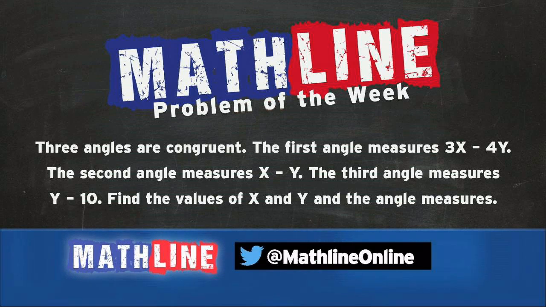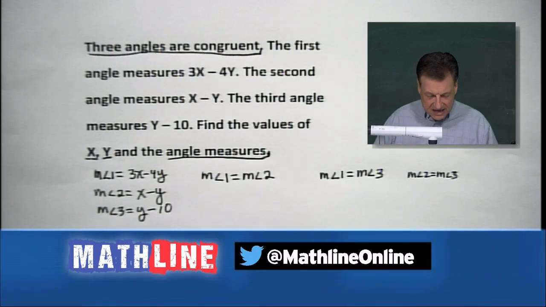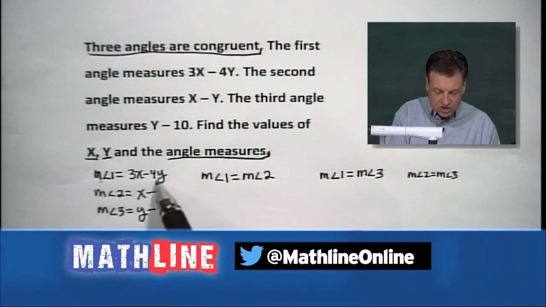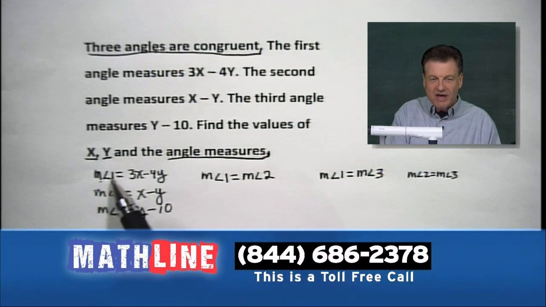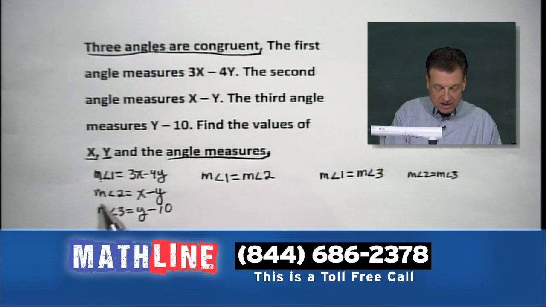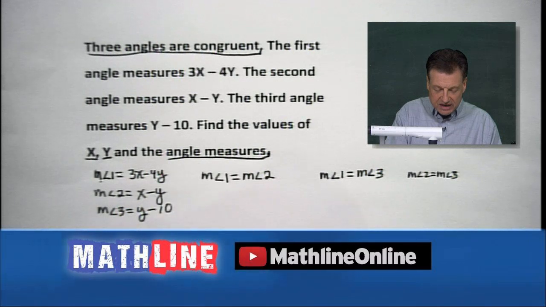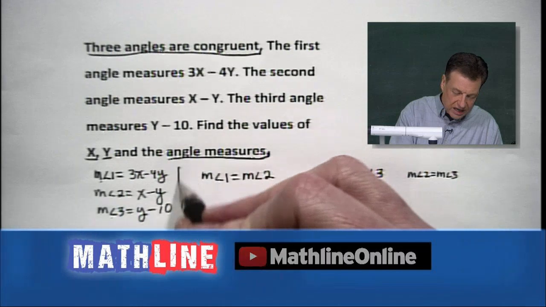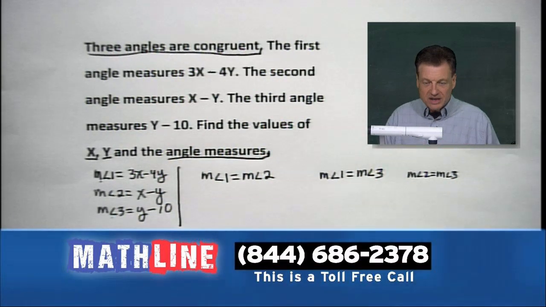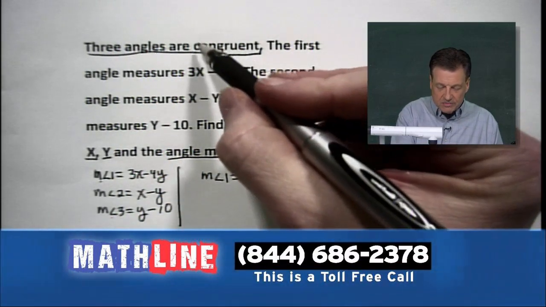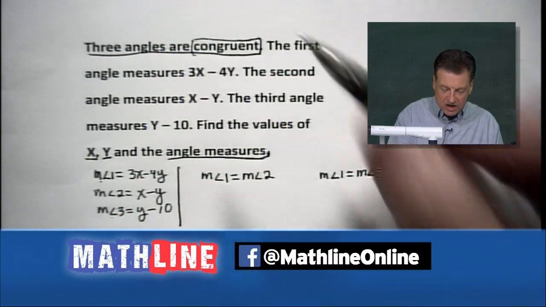So let's take a look at what we did yesterday with it. We set up and said we're going to use m of angle 1, that's what the measurement means. Here's the measure of angle 2, we're going to let it be x minus y. Measure of angle 3 is y minus 10. So it's a little bit easier to look at it from there. That's our starting point. And the word congruent made some things pop and happen for us.